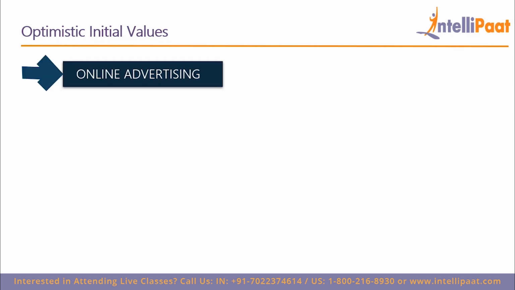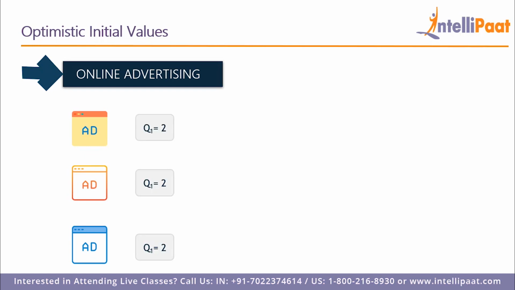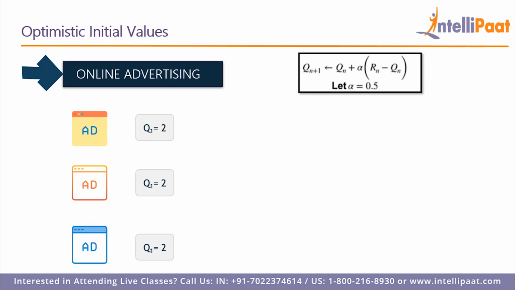We'll take an example of online advertising. We have 3 different versions of the same ad, and we want to know which ad would have the highest click-through rate. So instead of initializing the action value estimates to 0, we'll behave optimistically by making the initial value for each action 2, to make sure we are definitely overestimating. And let's assume that we always choose the greedy action, that is the action that has the highest estimated value. We'll use the incremental update rule, and we'll take alpha as 0.5 for this demonstration.